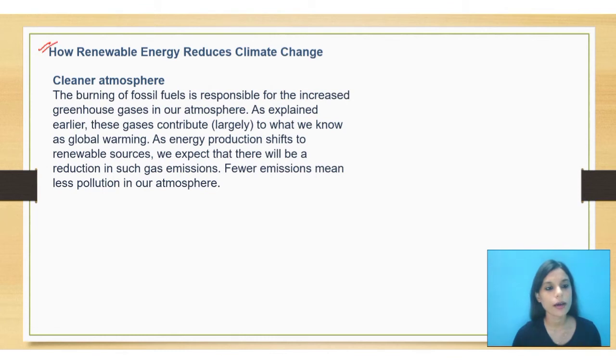Okay, more explanation is to be given because it's 800 words after all. Now, how does renewable energy actually reduce climate change? It definitely offers a cleaner atmosphere. The burning of fossil fuels is responsible for the increased greenhouse gases in our atmosphere, which we have already mentioned on one of our previous pages. These gases contribute largely to what we know as global warming.